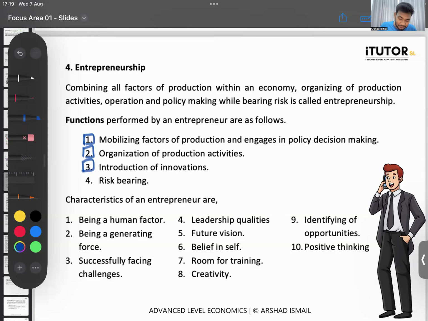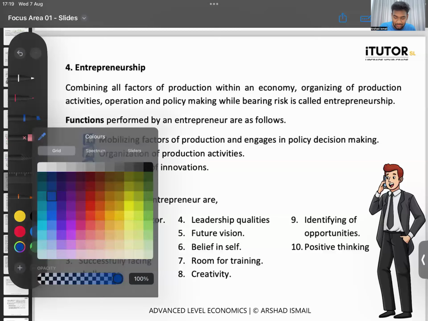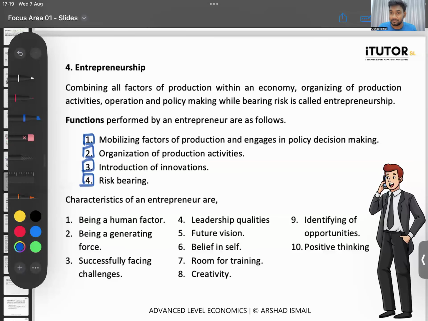An entrepreneur bears a risk. For example, let's say this class. First month, I'm doing it for free. Let's say next month, none of you come for my revision class. Is that a risk for me? That risk is there, right? At least my assumption is, okay, some of you will come next month. Then with the fees you pay, some of the costs that I spend this month, I can recover. But does that guarantee that you will come next month? So there is a risk. That's what you call risk bearing.